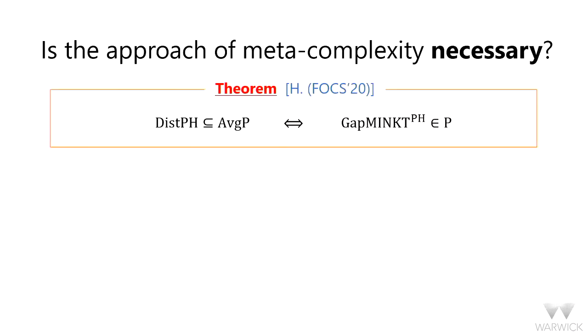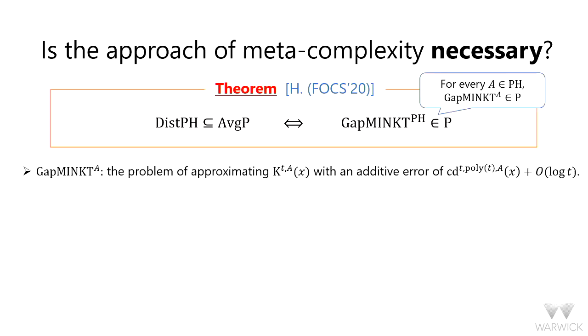Finally, let me mention whether we really need to use metacomplexity or not. In some sense, we need to use metacomplexity, because in several cases, we get an equivalence. For example, in the case of PH, we can exactly characterize compressive PH by using worst case metacomplexity of MINKT. This is a problem of approximating time-bounded Kolmogorov complexity with a PH oracle. So in some sense, we need to use the idea of metacomplexity.